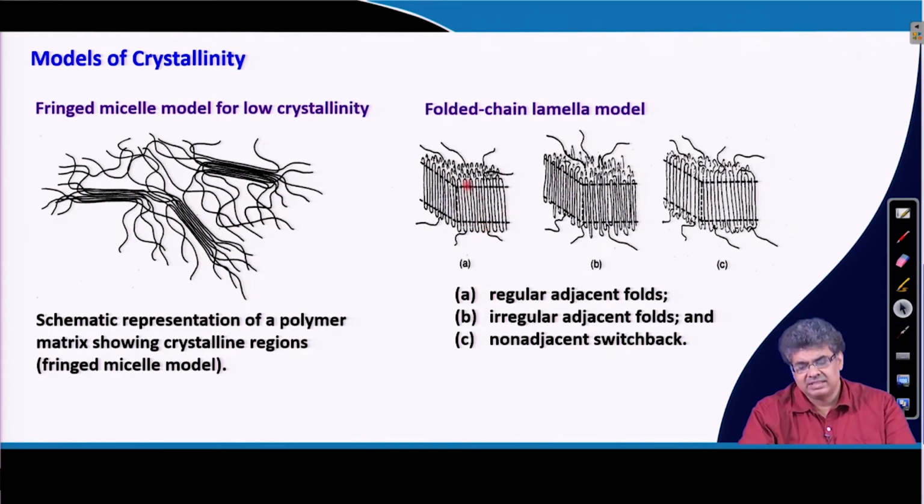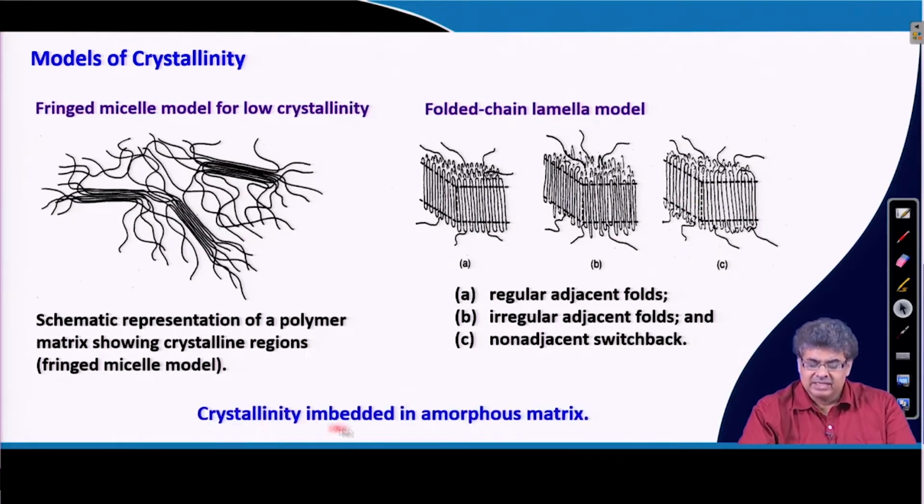One is regular adjacent folds like this. There is irregular adjacent fold, where these foldings are irregular as you can see here compared to the regular one here. And the third one is non adjacent switch back. In this case, one polymer segment is coming and switching back, and this switching back is not adjacent to each other. So, these are the three possible models for folded chain lamella.